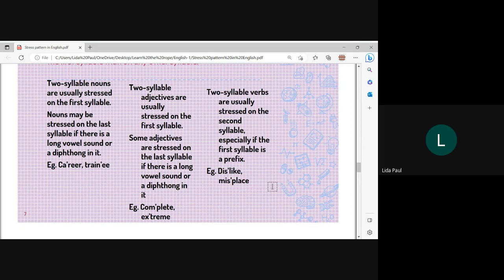Dislike and misplace. These are both verbs, but they are made by adding the prefix dis and mis. Because prefixes usually don't take any stress on themselves, you have retained the stress on the monosyllabic verbs like and place, which is by default on the initial syllable. Okay.